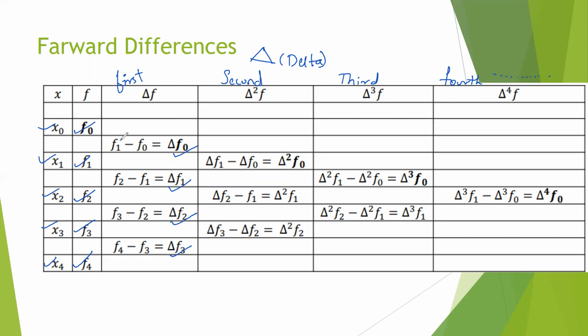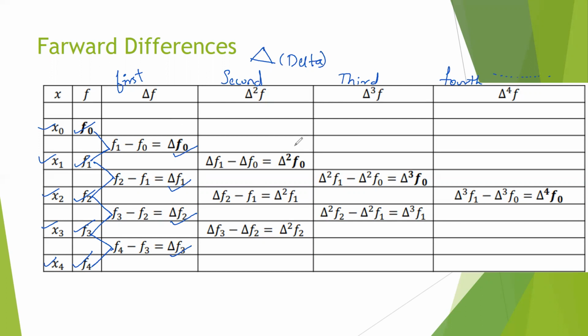Here delta f0 is the difference between f1 and f0. Similarly, delta f1 is defined as the difference between f2 and f1, and delta f2 is the difference between f3 and f2. Delta f3 is the difference between f4 and f3. In this way, we can calculate the first forward differences.